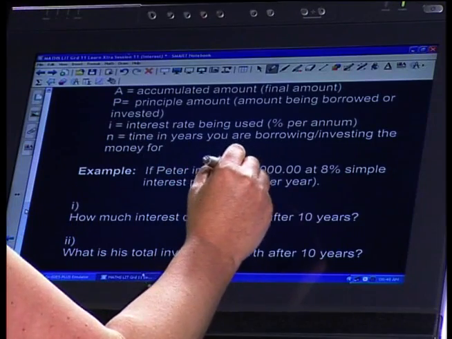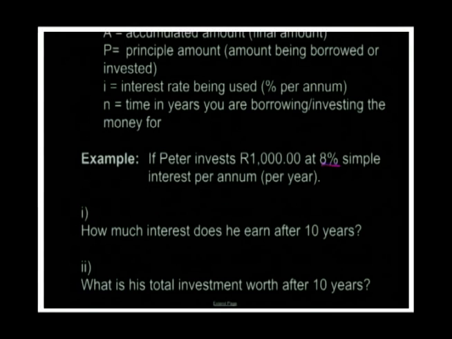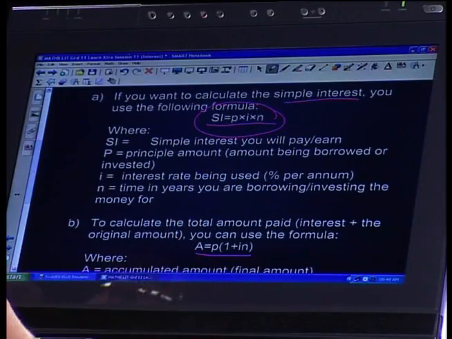Peter invests 1,000 Rand at 8% simple interest per annum. How much interest does he earn after 10 years? Now read the question carefully. It says, how much interest does he earn after 10 years? So we are looking for the interest amount, and we can use our first formula. That is our formula over there.